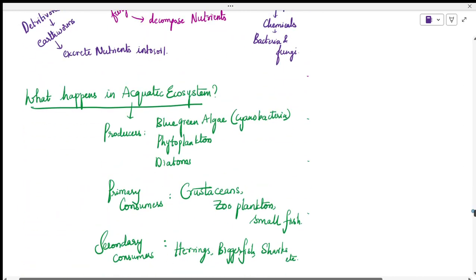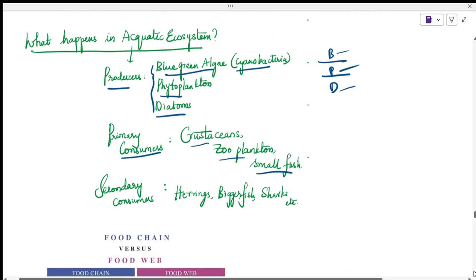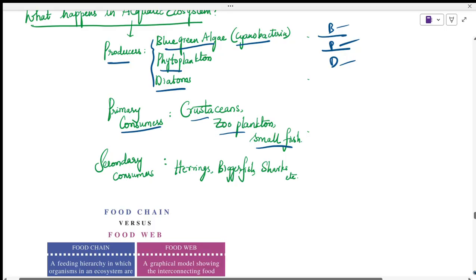So we'll see about the aquatic ecosystem. In the aquatic ecosystem, producers are blue-green algae, nothing but cyanobacteria, phytoplankton, diatoms. Please remember these names. In the aquatic system, producers, autotrophs, are blue-green algae, phytoplankton, diatom. Okay, BPD: blue-green algae, phytoplankton, diatom. Primary consumers are crustaceans, zooplankton, small fish. Secondary consumers are big sharks or big fish eating the small fish, zooplankton and all. And herring is also a secondary consumer.